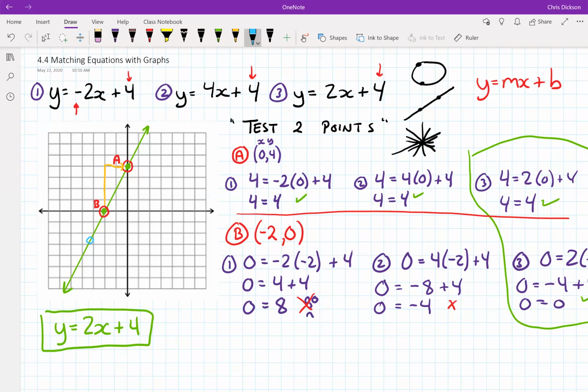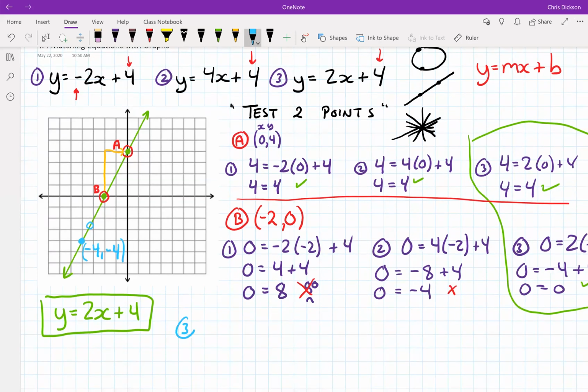See right there? That blue place, that's a really difficult value to approximate. So I would never pick something that's not really clear for me. So right now, though, I'm going to put a dot here. That point right there, which would be 1, 2, 3, 4. That'd be -4, comma 1, 2, 3, 4. So -4, comma -4. So if I really was not sure, I could do one more test. And let's just test the third equation again, because I know the other two don't work. And so I'd say -4 is equal to 2 times -4 plus 4.